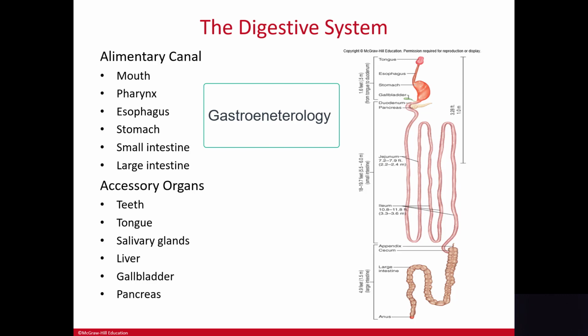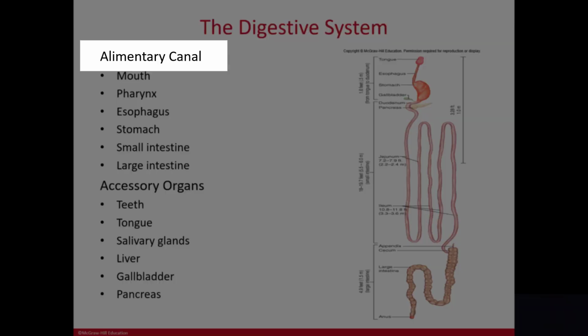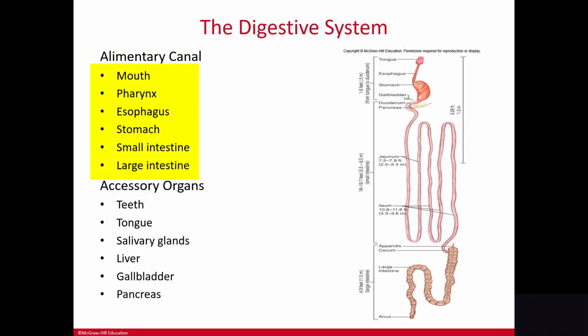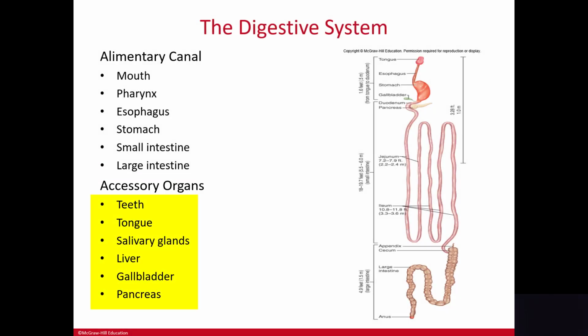Gastroenterology is the study of the digestive system, and a gastroenterologist is a physician who specializes in the digestive system. Let's take a quick look at the parts of the digestive tract here. The alimentary canal includes the mouth, esophagus, stomach, small intestines, and the large intestines. The accessory organs include the teeth, the salivary glands, the gallbladder, the tongue, the liver, and the pancreas. We'll talk about the function of each of these in a little more detail in the chapter. But like I said, this isn't an anatomy class, so we're going to focus more on the terminology rather than the actual anatomy and physiology.